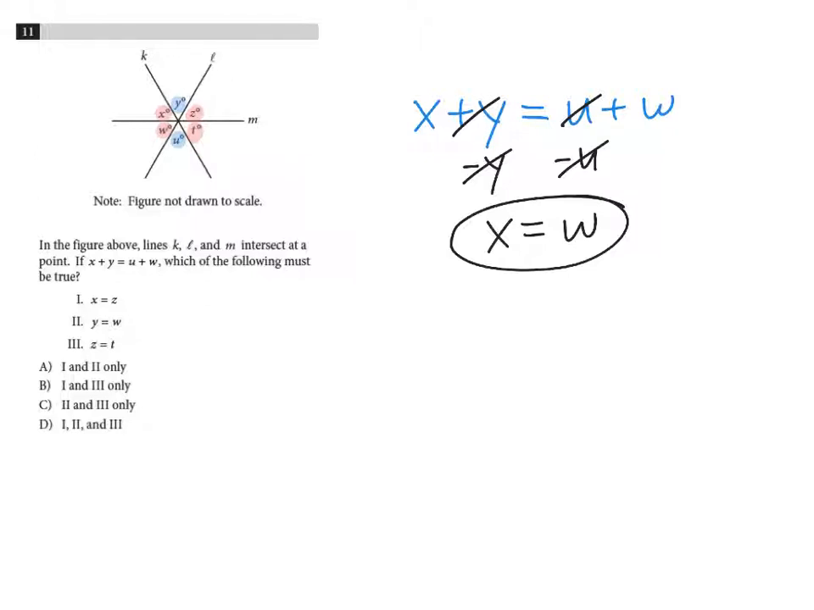All right, so now let's go down to our possible solutions. Does x equal z? Yeah, x equals z. Does y equal w? Not as far as I can tell, no. y does not equal w. Does z equal t? Yeah, z equals t. So it's going to be answer 1 and 3.